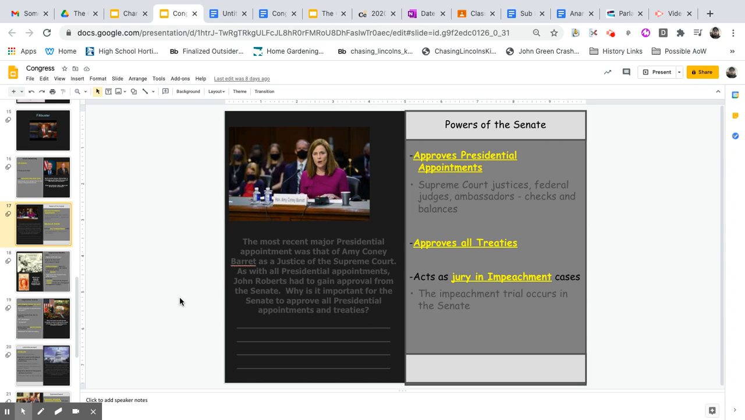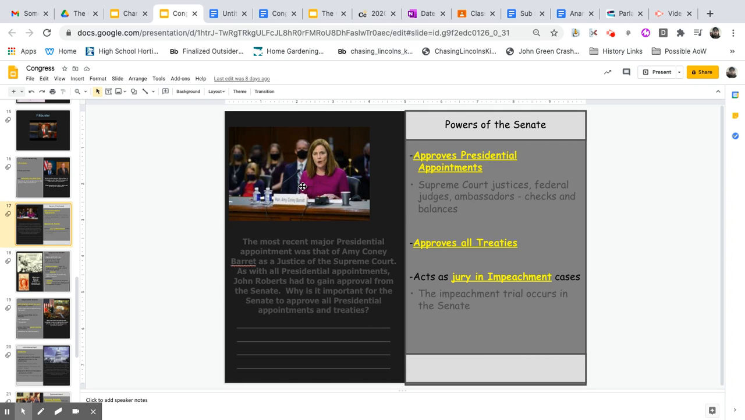Some powers of the Senate. You'll see them a lot on the news if the president is appointing people to almost any position. Most famously, it will be Supreme Court justices, like here with Amy Coney Barrett, which happened recently. But it could be anything, an appointment in the FBI. And that's just one of those checks and balances that we talked about with Montesquieu. It's a way for this branch of government to keep power out of the hands of the executive branch.